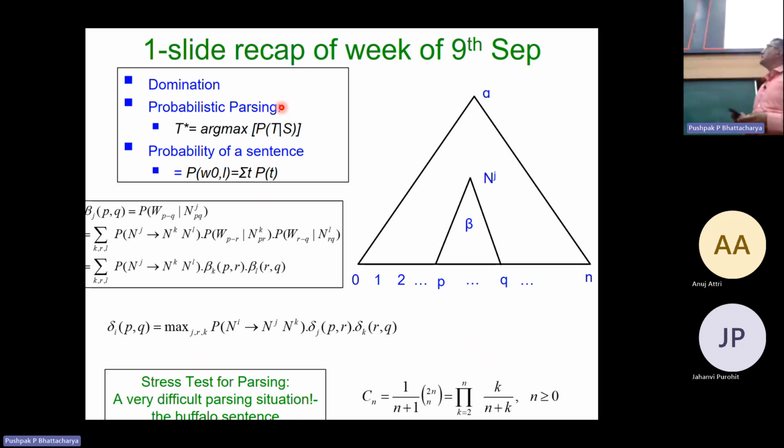Okay, and the interesting part of the beta probability is that it can be recursively computed. The beta probability is the sum of all possible ways Nj can be developed into other non-terminals, and those non-terminals dominating smaller segments of the sentence. Okay, so you have the segment P to Q, and if the grammar is in Chomsky normal form, then Nj will give rise to 2 non-terminals at most.